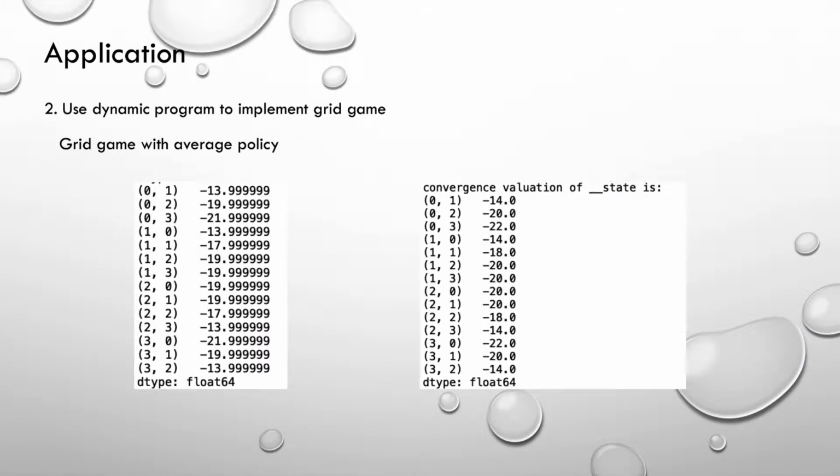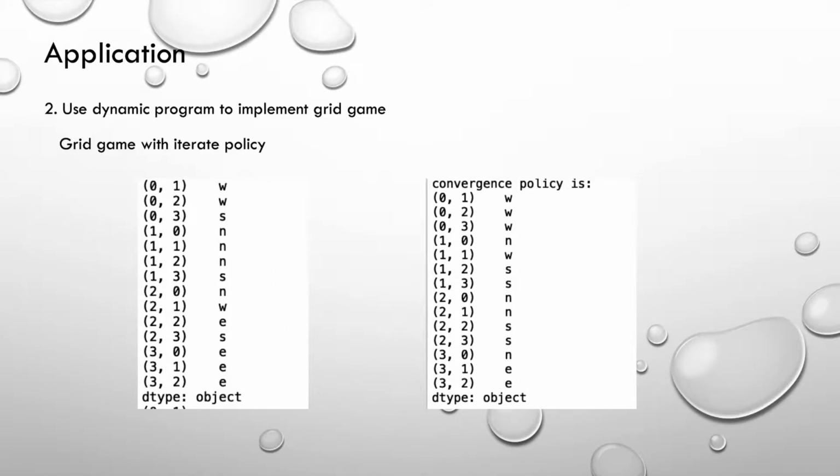The second one is to use dynamic programming to implement the grid game. The first one is to implement the grid game with an average policy. The left figure is the output of the first run, and the right one is the output of the last run. We can see the convergence of the state values. Next one is to use policy iteration to implement the grid game, and the results of the first run and the last run.